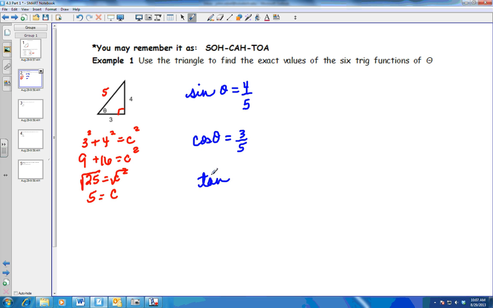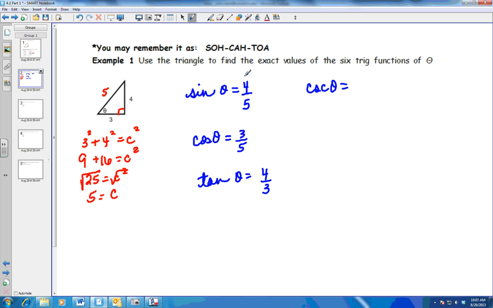Tangent theta, TOA. Tangent theta is opposite side over adjacent side, so 4 over 3. These are the first three I always find: sine, cosine, and tangent, because once I have those, I know that the other three are reciprocals of these.